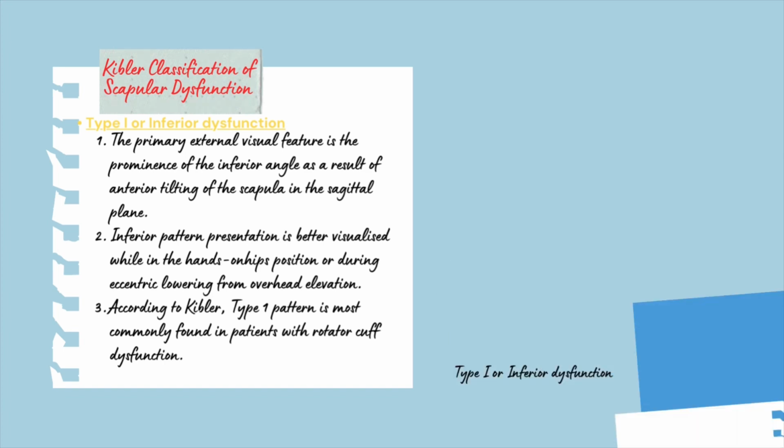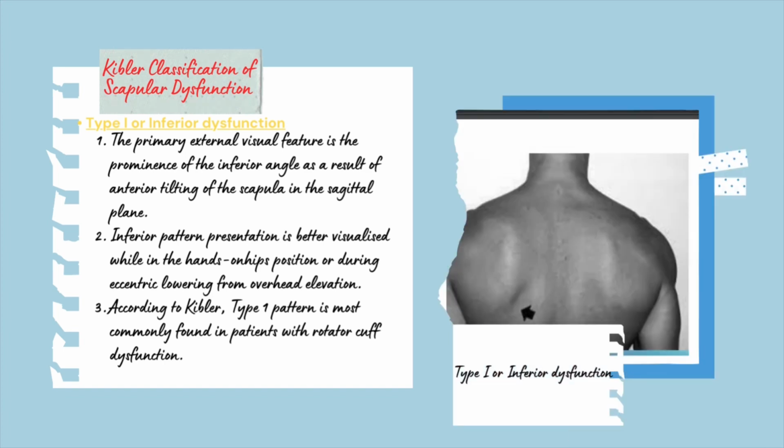Covering the third point, according to Kibler, the type 1 pattern is most commonly found in patients with rotator cuff dysfunction. Those who have rotator cuff dysfunction, this type is very common in those patients.